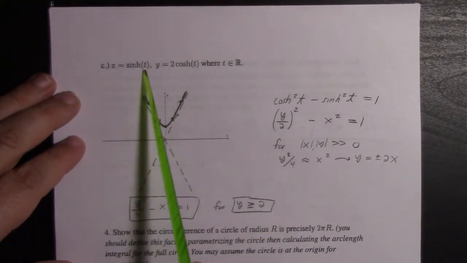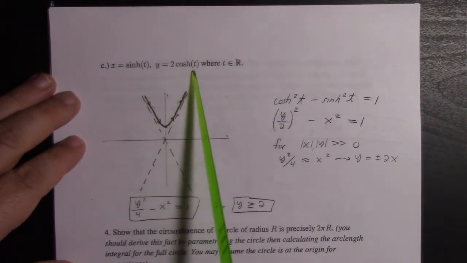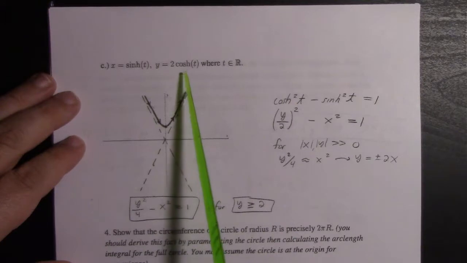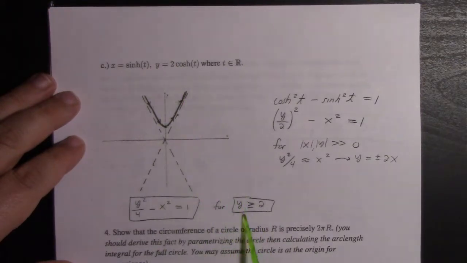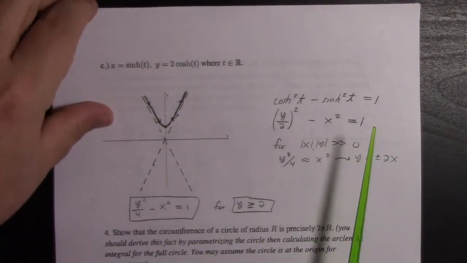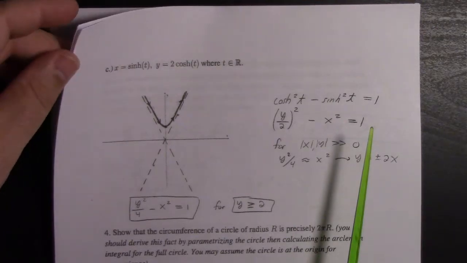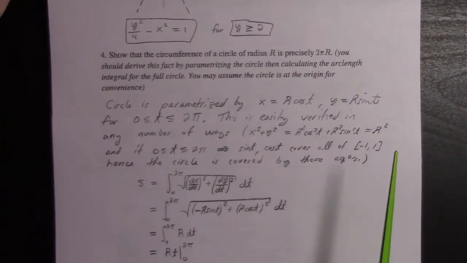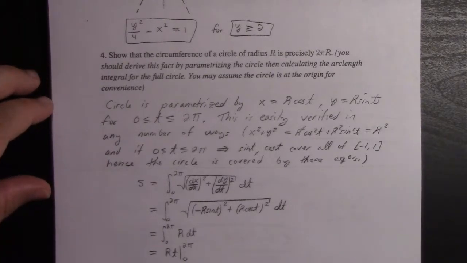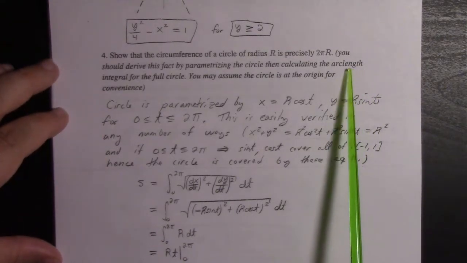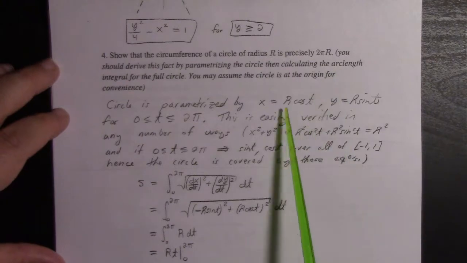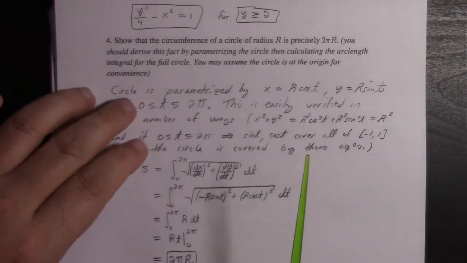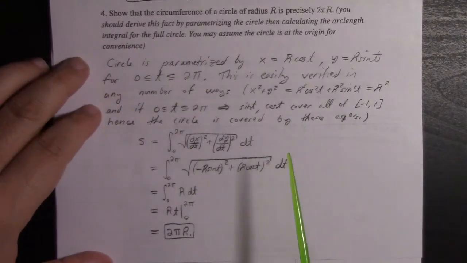So sinh of a real number could be anything, but cosh of a real number is larger than or equal to 1. So this means that y is greater than or equal to 2. I can see that from this formula. All right. Next up, I asked the students to show on this quiz that the circumference of a circle is precisely 2 pi r. And so to do that, they needed to parametrize the circle, calculate the arc length, and integrate, just like I showed you in a previous video.